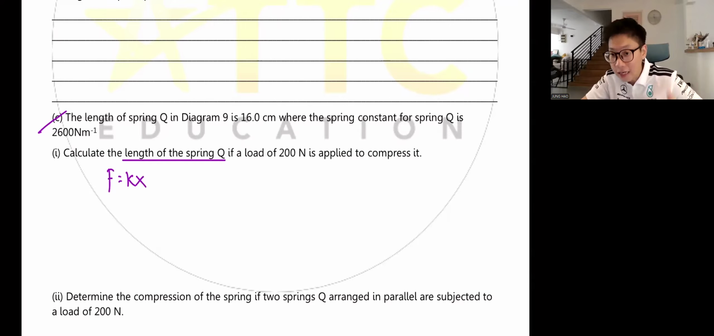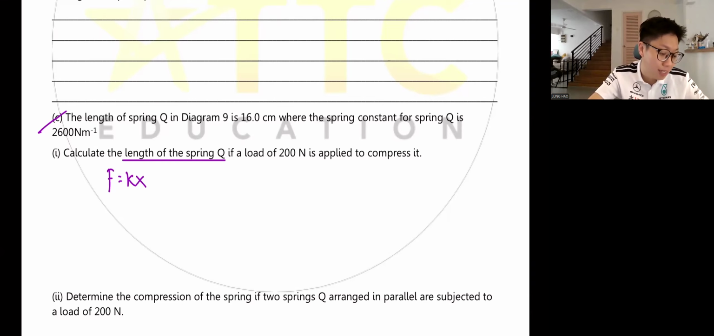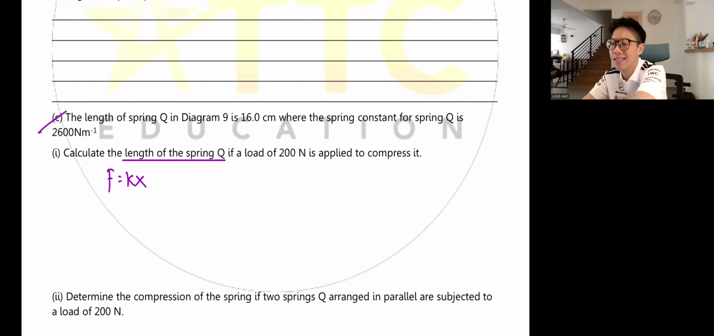Okay guys, for ticker tape, we are allowed to leave our answer in cm. Spring also, you can leave your answer in cm. Of course, if you want to change to meter, we don't mind. You want to leave it in meter also can. But usually, we will leave it in cm. Meter or cm is fine, but I prefer cm because it sounds more logical.